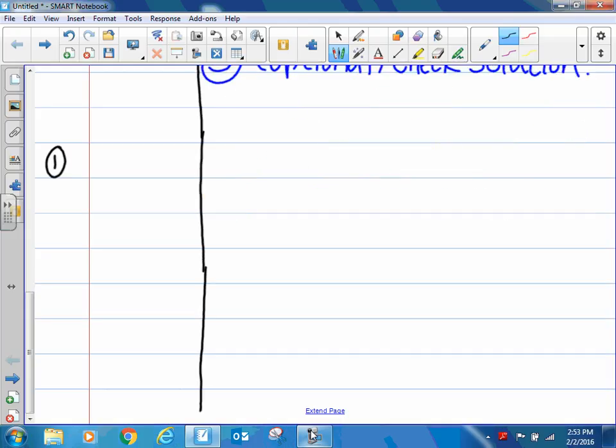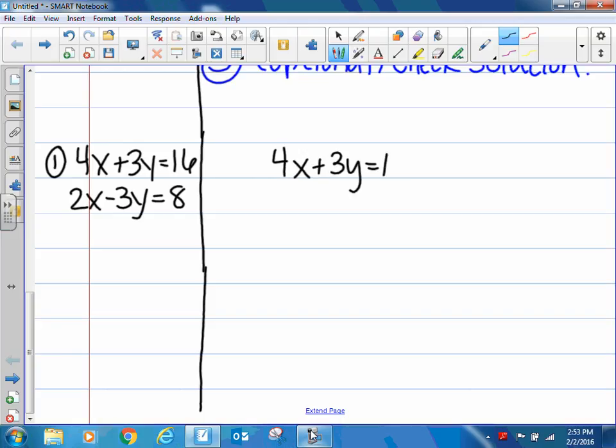My first example: 4x plus 3y equals 16, and 2x minus 3y equals 8. Let me rewrite these. The first step says you need to arrange these into columns with like terms. That is already done for us here. This column has our x's, this column has our y's, and this last column has our constants. You're going to want to set it up so yours look like that every time.